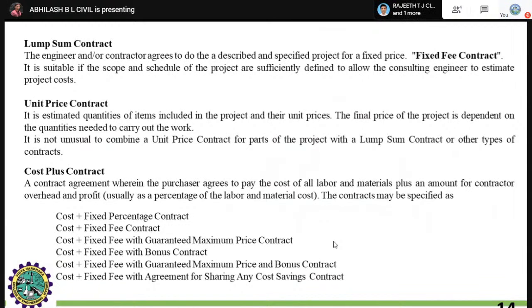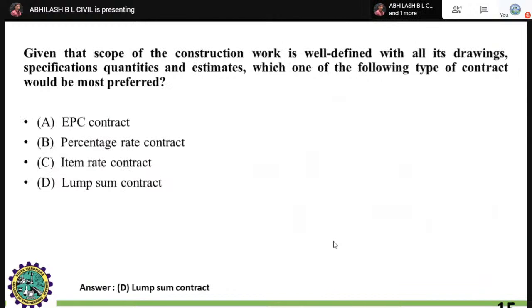Some of the main definitions can be given in the question. Later on, they can give the multiple choice question. You can identify which type of contract it is, whether it is unit price, cost plus, like that. Right? These are some of the different types of contracts. Yes, this is one of the questions taken from the GATE.